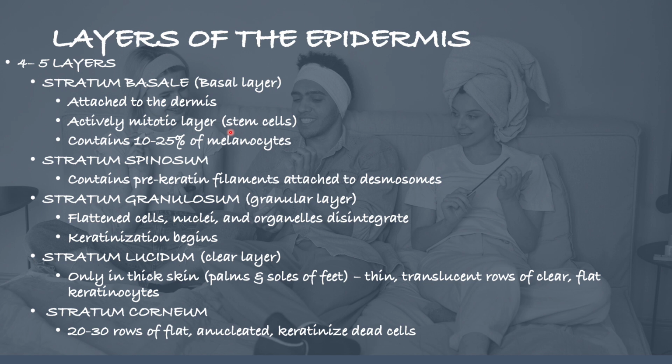The next layer is the stratum spinosum. This contains prekeratin filaments attached to desmosomes. If you remember when I talked about desmosomes, how one cell is connected to another cell, what desmosomes do is allow cells to resist tension and pulling, which makes sense. In the skin, you're stretching, whether for exercise or anything, and your skin doesn't get torn like paper. And this is due to desmosomes.